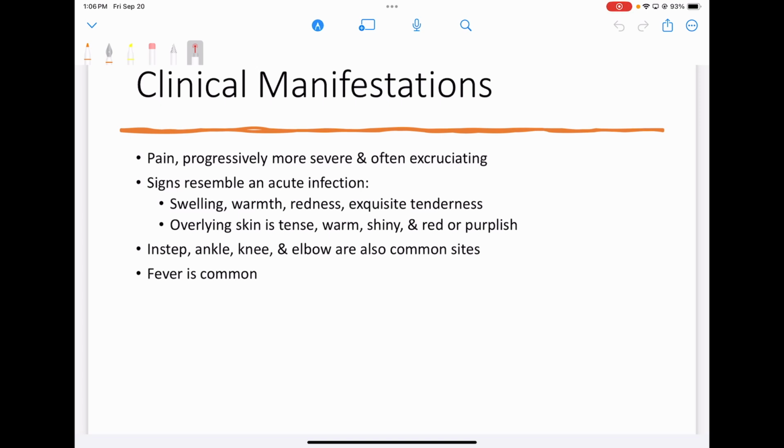They will look like an acute infection. The swelling, the warmth, here's that exquisite tenderness I'm telling you about. If you saw this coming in, you would think, oh, there's an infection going on. But it's not, it's gout. Fever is common. Again, you think they're having an infection, but it's not. It's an inflammatory process due to these crystals getting into the joints.